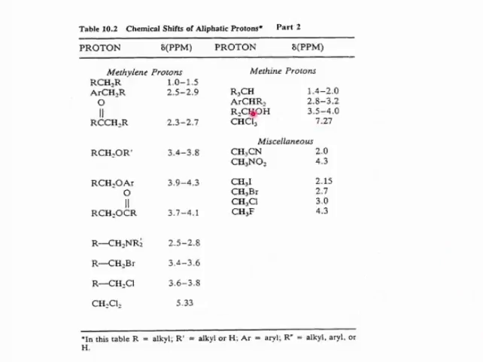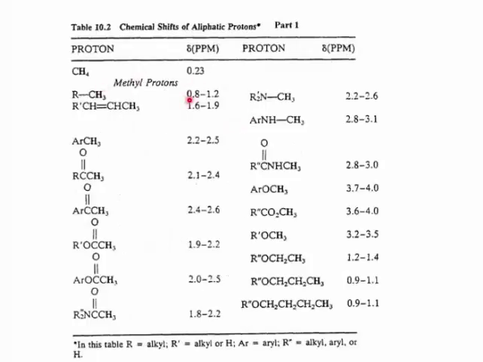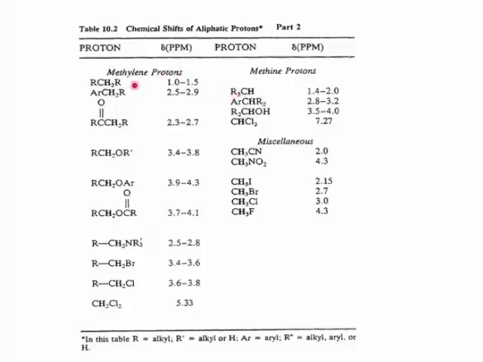Let's look at some methylene protons. Methylene in a hydrocarbon is 1 to 1.5. Now let's compare that with the methine protons. The methine, single hydrogen in a hydrocarbon, 1.4 to 2. Compare the delta values for methyl, 0.8 to 1.2, about an average of 1 delta. Methylene, 1 to 1.5, an average of 1.25. And a methine, 1.4 to 2.0, an average of about 1.7.